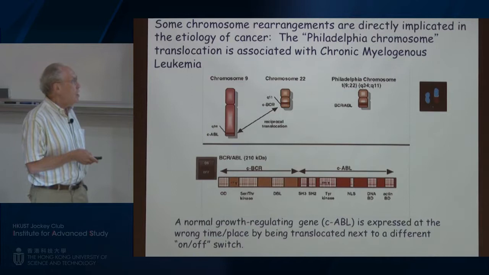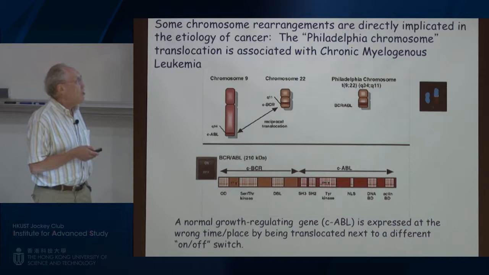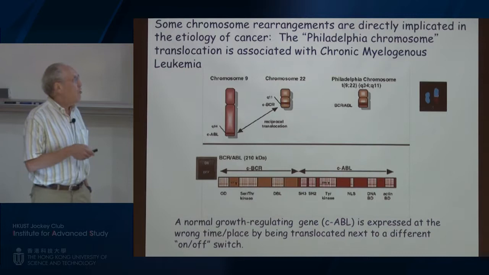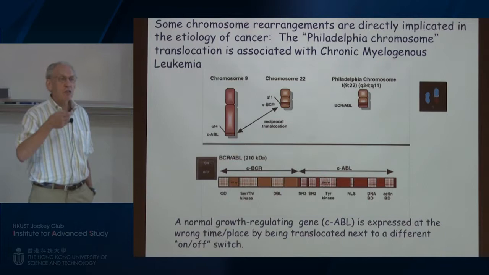And many of these rearrangements have that consequence of placing a perfectly nice gene under the wrong control. And here, this nice gene regulates cell growth. So it ought to be turned off under certain conditions. It's not, and this advances the ability of cells to proliferate.